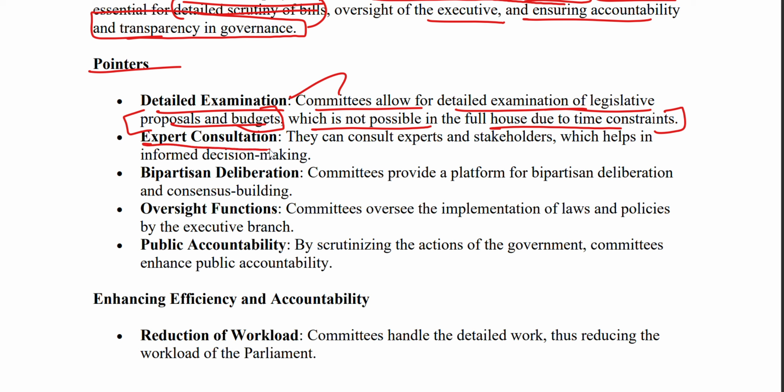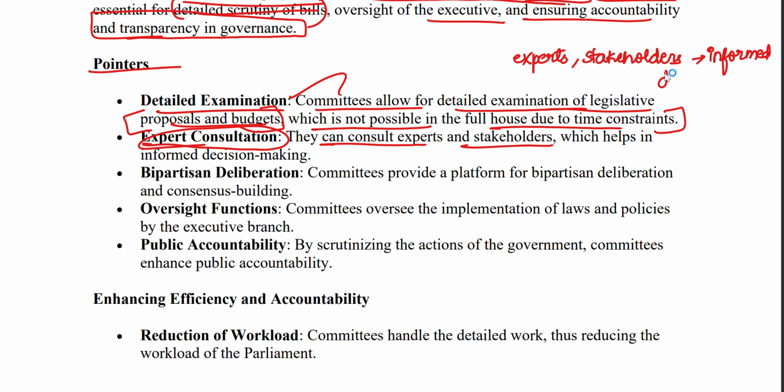budgets. There is also expert consultation. They can consult the experts and stakeholders, which helps in informed decision making. They consult the experts and the stakeholders for informed decision making.